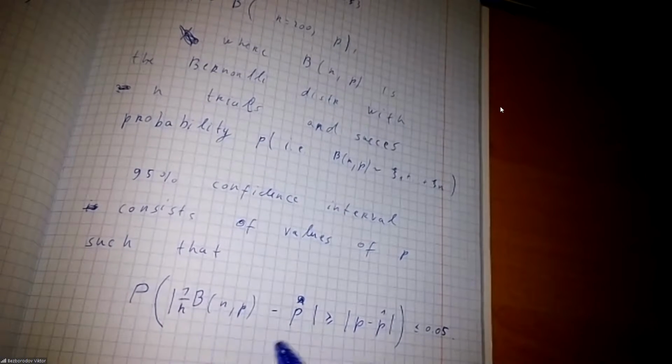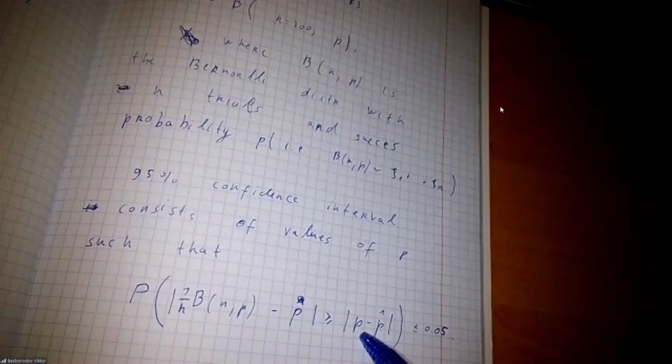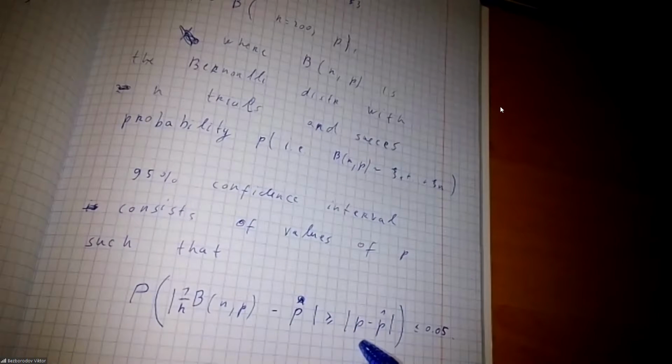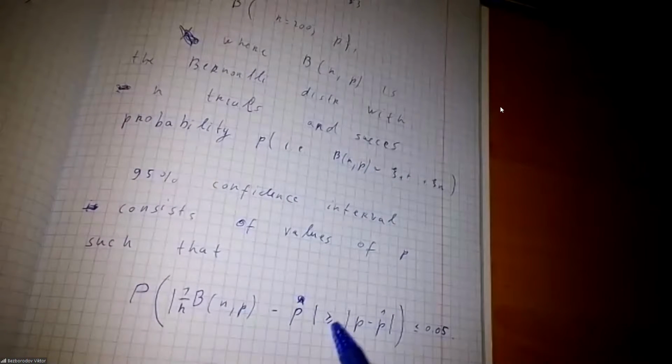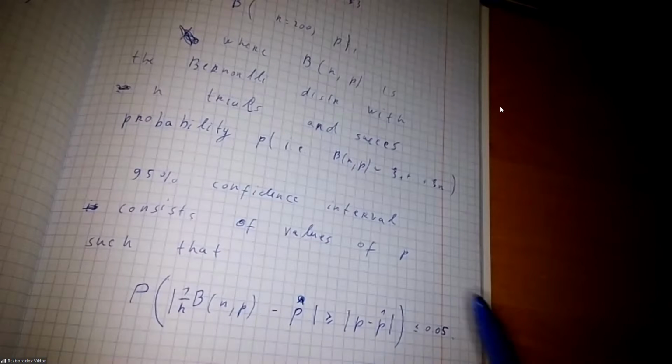Now, of course, you expect there to be some deviation, right? However, what you want is for the deviation to be small, right? And in particular, you only consider the values of p here such that this deviation is very unlikely, that a deviation of this size is unlikely.